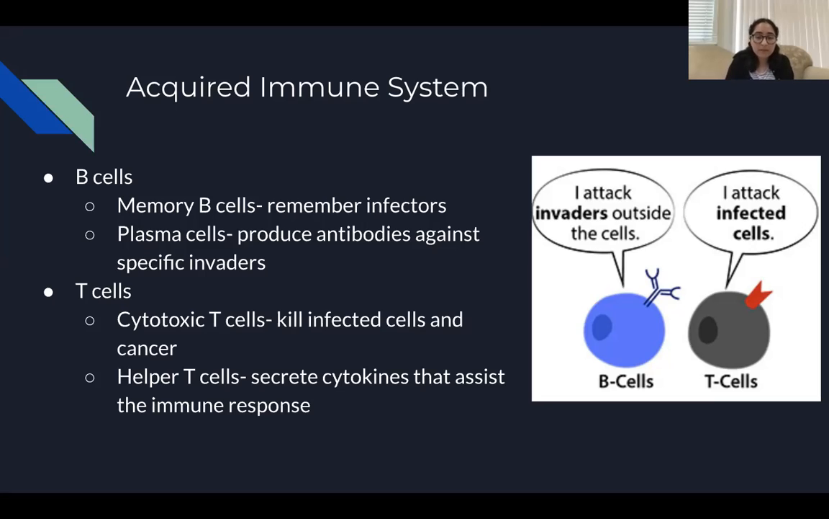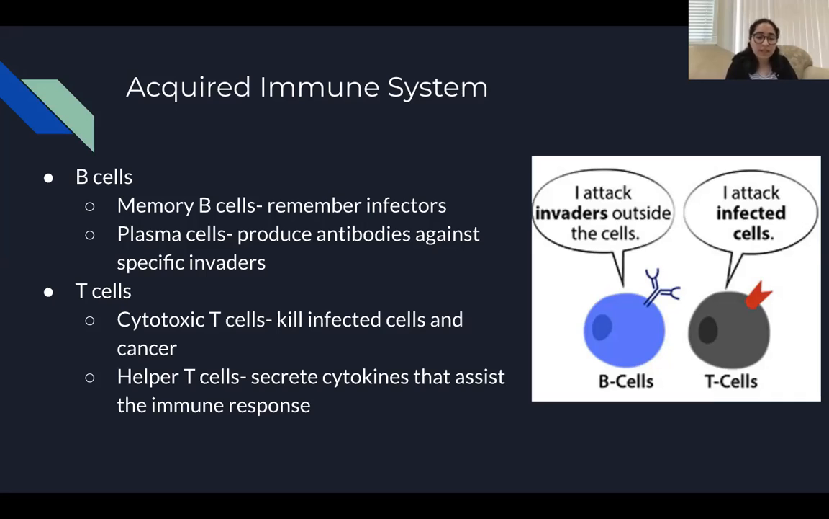So an example of this would be if you get the chicken pox. If you've been vaccinated against it, or if you've had chicken pox before, your plasma cells are going to be able to secrete antibodies that are going to protect your body against the chicken pox and prevent you from getting sick.